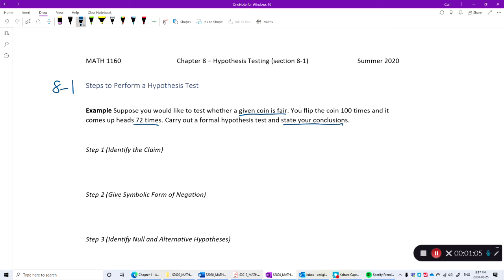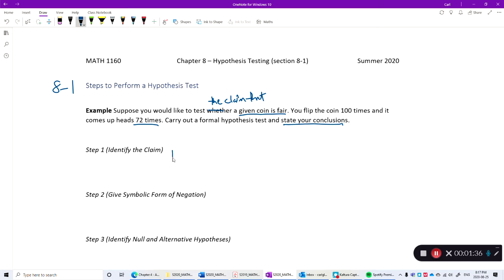Okay, so what is the claim here? Well, maybe there is no claim yet, so nobody's claimed anything. Let's change this slightly. Suppose you'd like to test the claim that a given coin is fair. So somebody says, "Here's a quarter. It's a fair one, I promise you," and then you decide to test that.